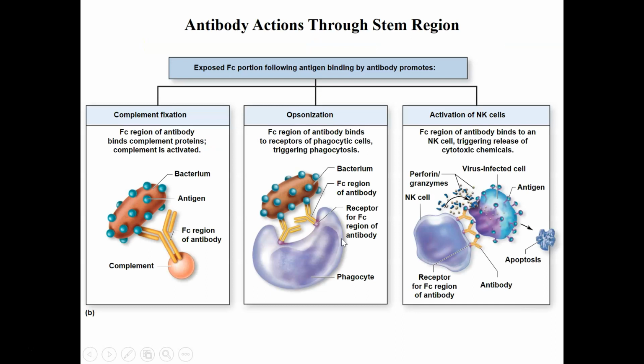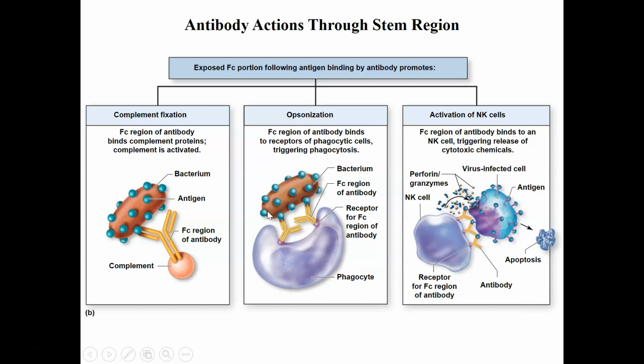So let's take a look at those three illustrated on this slide. Here is an antibody bound to a bacterial antigen, and then the stem region is going to be binding to a complement protein and activating the complement. Okay, complement would only bind to the stem if the antibody is bound to a foreign antigen. But that's one thing that can happen, right? So this is going to activate complement, and that's going to stimulate the immune response even more.